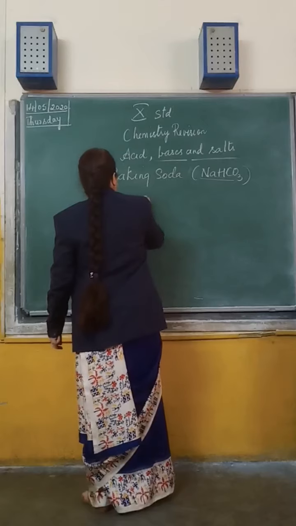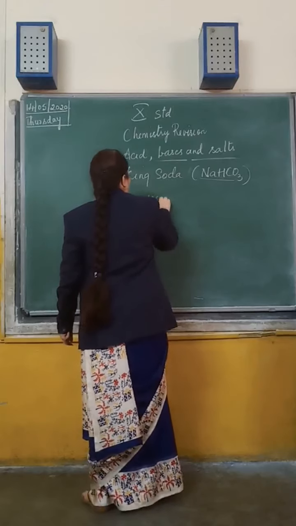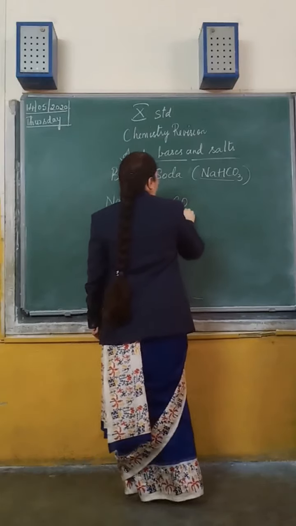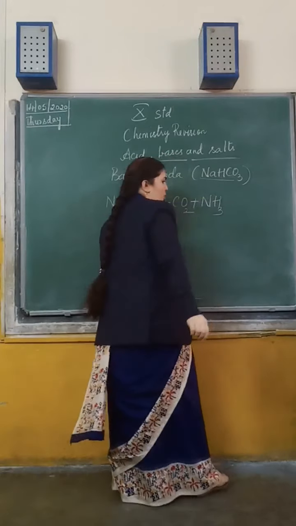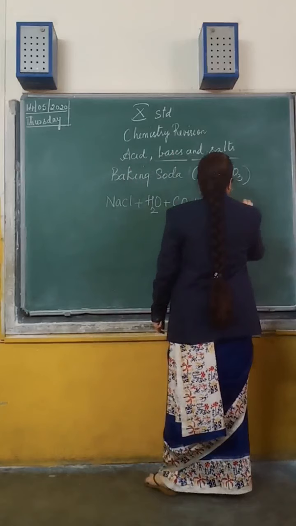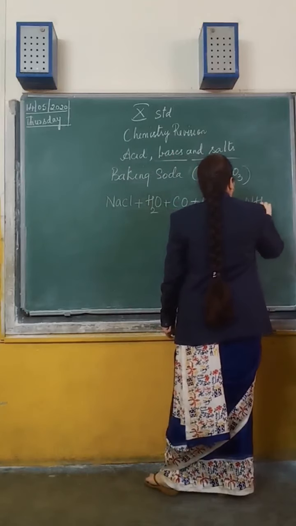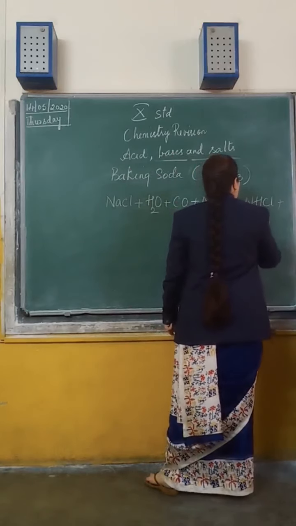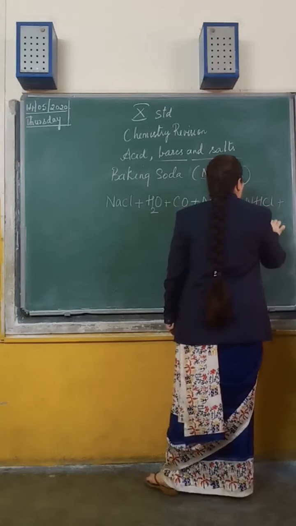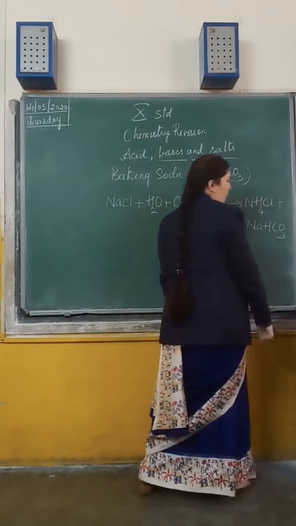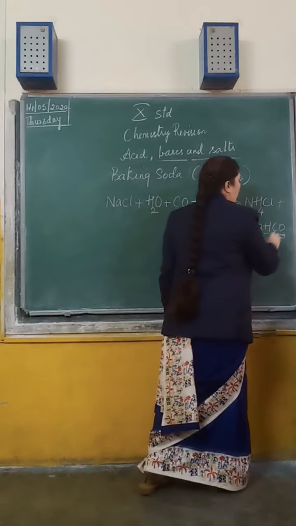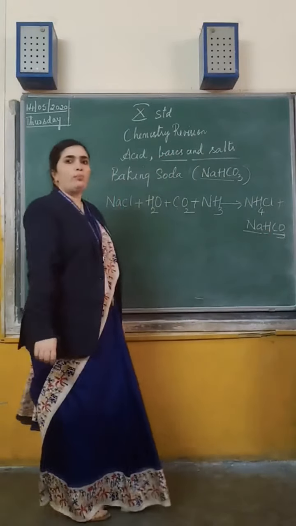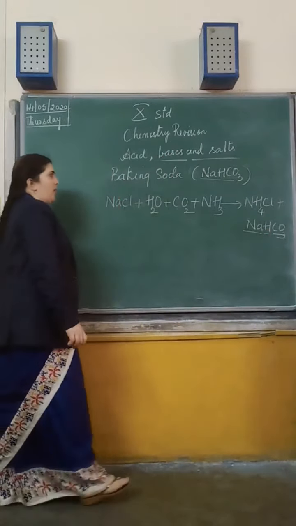sodium chloride plus water plus carbon dioxide plus ammonia, NH3. Ammonia is also one of the raw materials used, and we get NH4Cl, ammonium chloride, plus NaHCO3. So that NaHCO3 is sodium hydrogen carbonate, the baking soda that we are using.